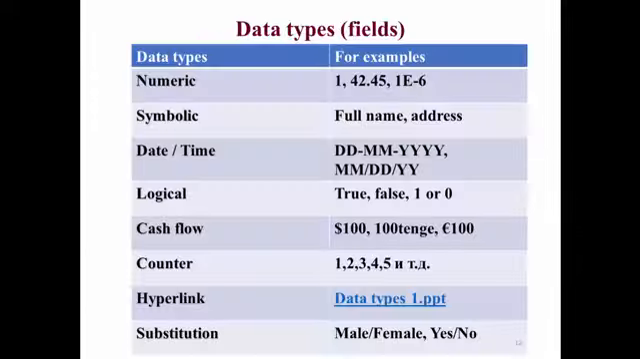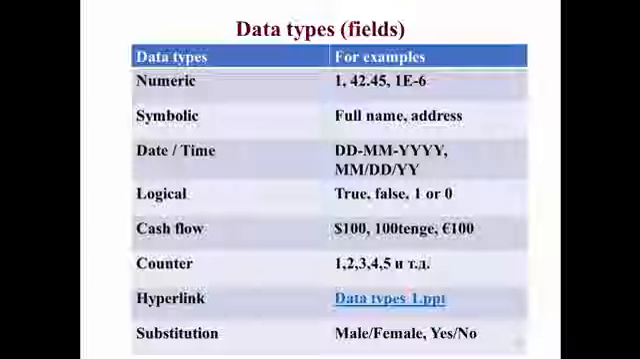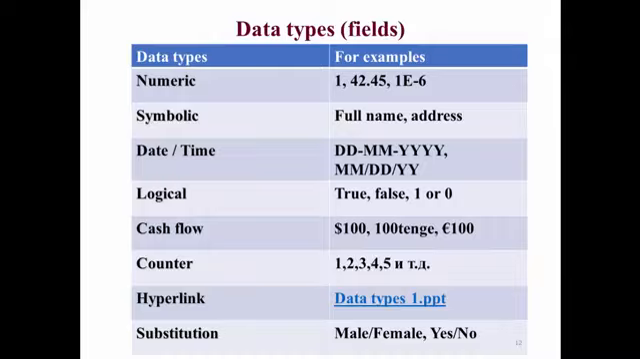Let's now move on to learning about data types. Number, for example, 1, 44.45, 1 exponent minus 6. Symbolic: full name, address. Date time, for example, 1st of April 2020. Logical: true, false, 1 or 0. Cash flow: $100, 100 tenge, 100 euro. Counter, for example, 1, 2, 3, 4, 5. Hyperlink. Documents, PowerPoint. Substitution: male, female, yes, no.